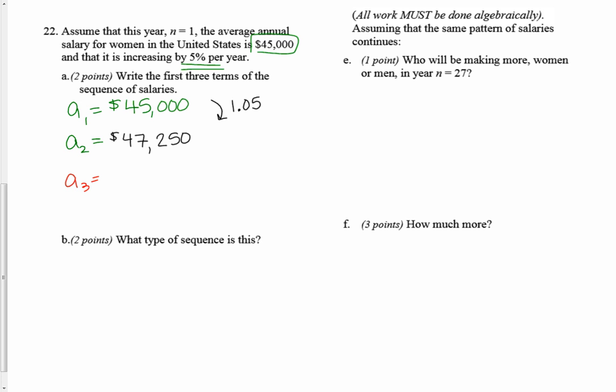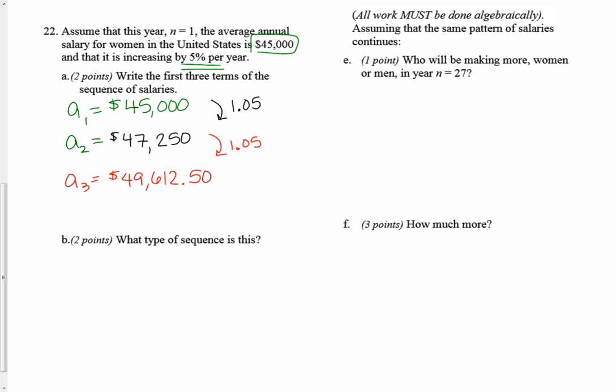To get my third year, again, I'm going to multiply that by 1.05 because I have to increase by another 5%. If I take my 47,250 times 1.05, that gives me $49,612.50. So those are the first three terms of my sequence of salaries.